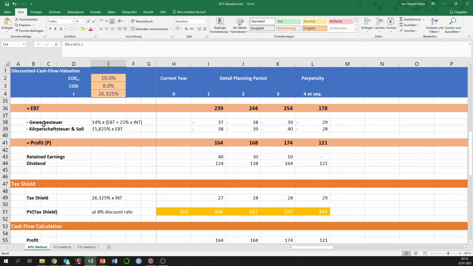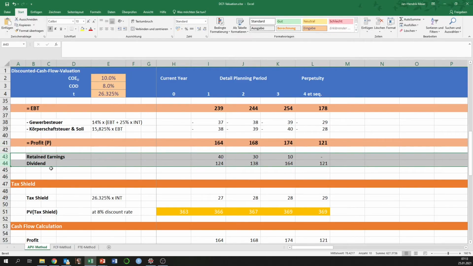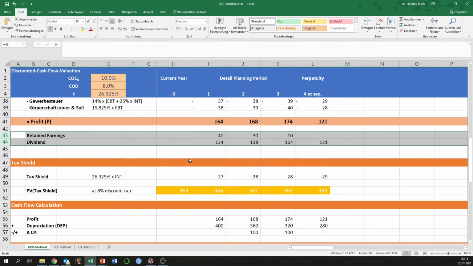We have the usual calculation, Gewerbesteuer and Körperschaftssteuer here. I made this explicitly, but you can also do it implicitly using 26.325% if you like. Then we have the profit, we have retained earnings and dividend. Both is not so interesting here. It can be interesting if you want to find out about the financing needs of next year. I excluded that from this planning here.